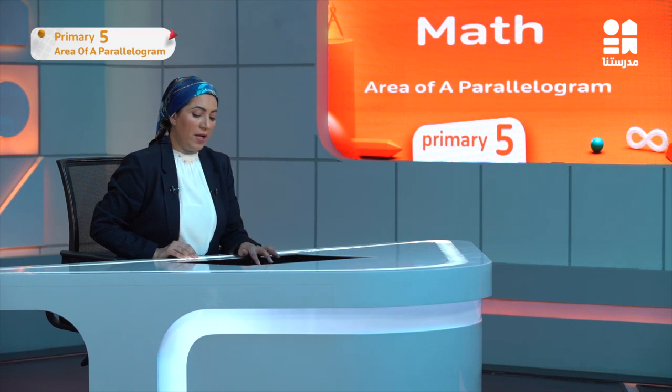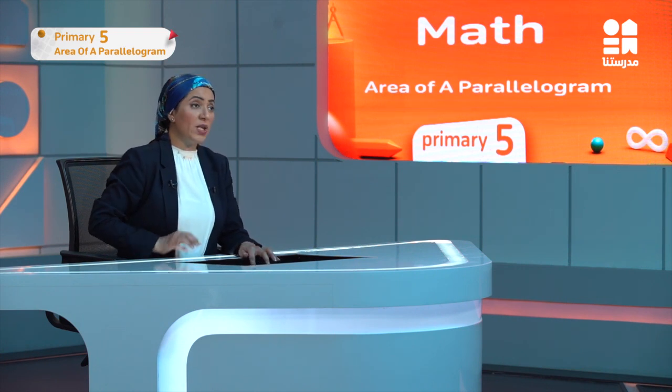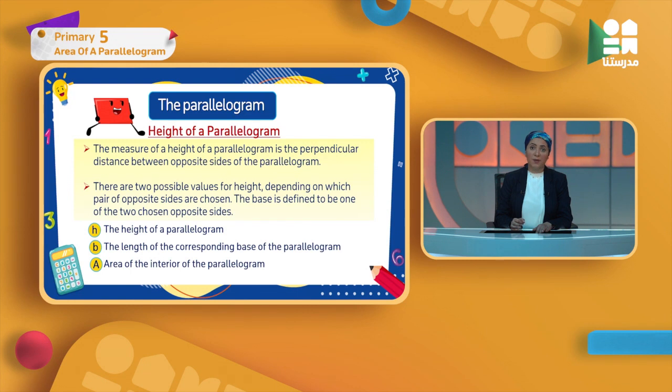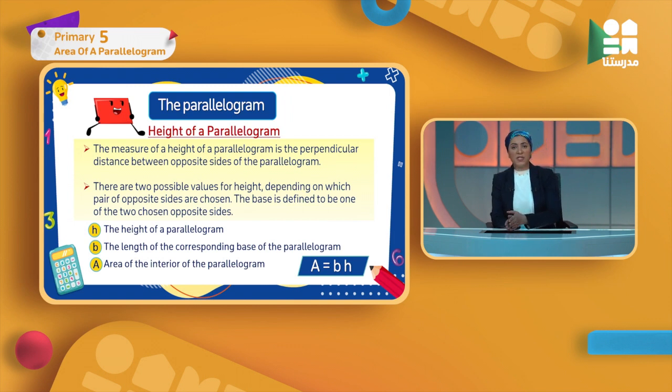And we have the area of the parallelogram, of course. And these are the symbols we use to refer to each one of them. So the height of a parallelogram, I use the letter H. The length of the corresponding base of the parallelogram, I use the letter B. And the area of the interior of the parallelogram, I use the capital letter A. Okay. So my rule is A equals B times H.